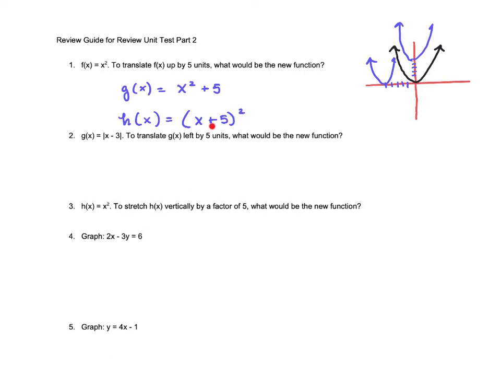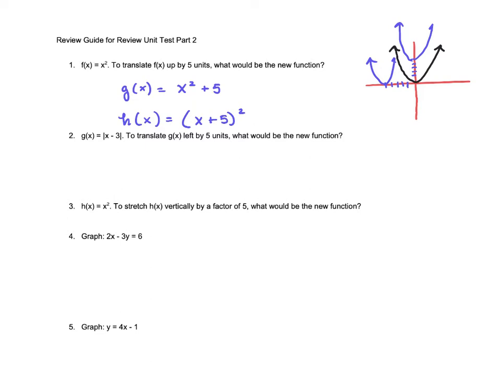Inside the squared function, if I add 5, it moves him left. If I were to subtract 5, it would move him right. So left and right you have to put inside the function. Up and down you put outside of the squared function. And that's going to be important for number 2.